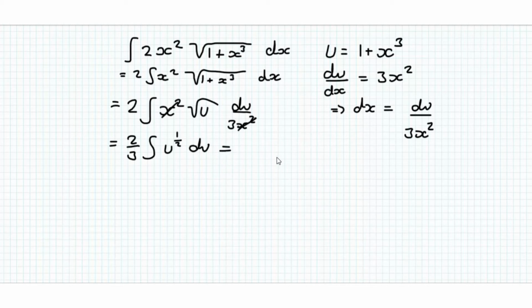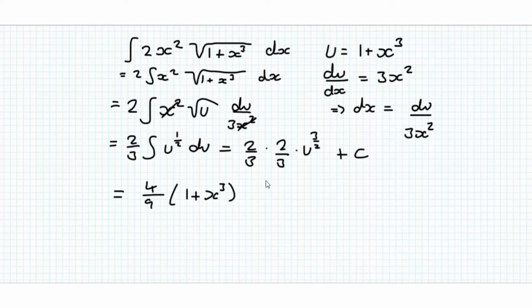This is just equal to still the 2/3 here, multiplied, and we'll just use a dot multiplication here. We're going to add 1 onto this power, so we've got 3 over 2, then we're going to divide by 3 over 2, which is multiplied by 2/3, and that's all multiplied by u to the 3 over 2, plus a constant of integration. Multiplying these together, and then substituting u equals 1 plus x cubed, we get that this is equal to 4/9 times 1 plus x cubed to the power of 3 over 2 plus c.